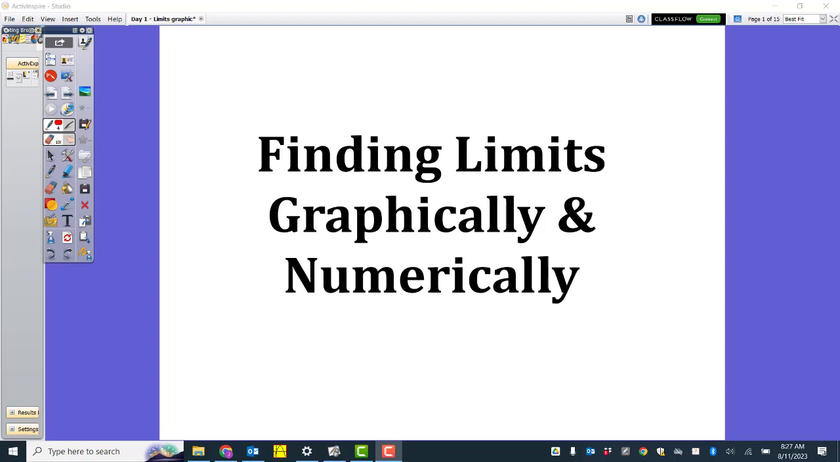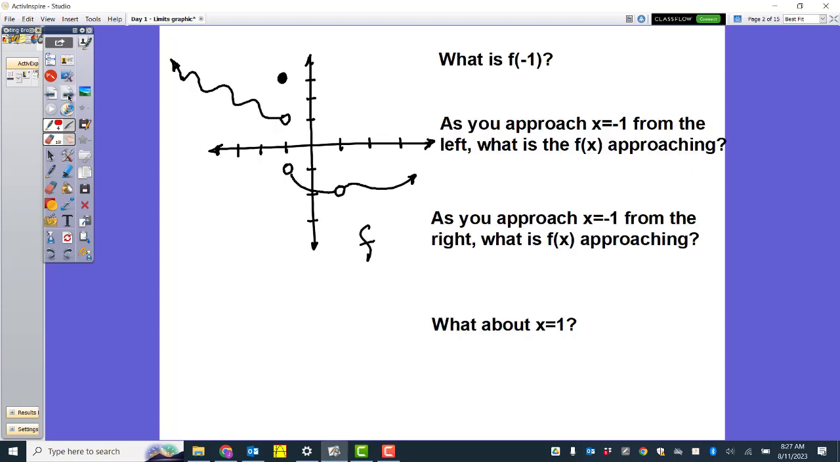All right, guys, I'm going to try and make this short just to give you a general idea of the first day lesson, but there's a lot to go over. So the idea we're looking at today is what is the function approaching. If we look at this problem, we have a graph of f.